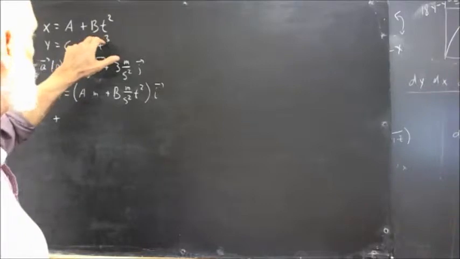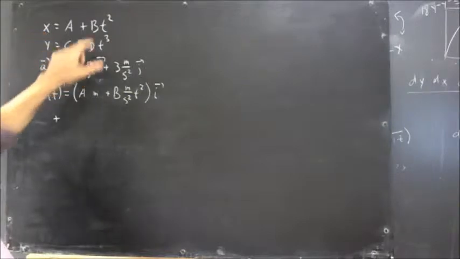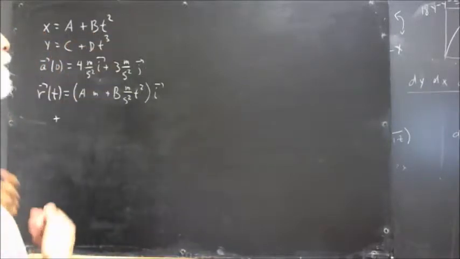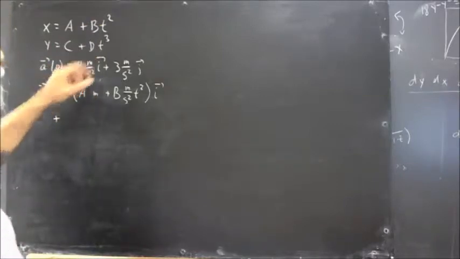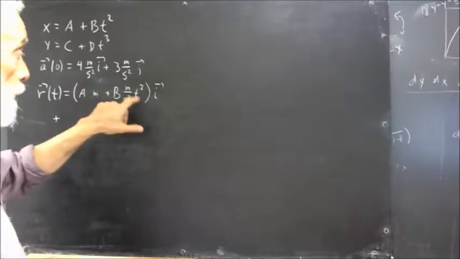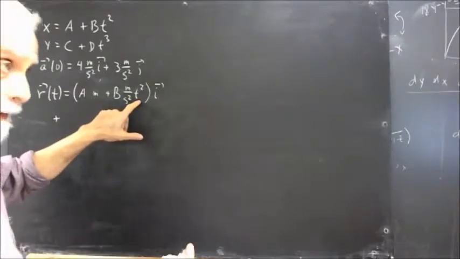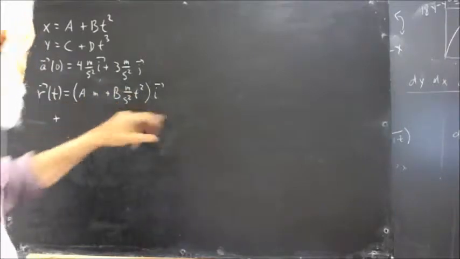What does B have to be? What do the units of B have to be in order that BT squared have units of length? Well, BT squared is going to have units of meters. T squared has units of seconds squared, so B had better have units of meters over seconds squared, so that when multiplied by T squared, you get meters again. So we get units of meters.